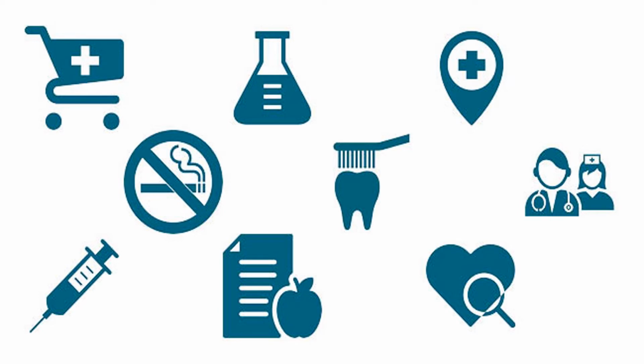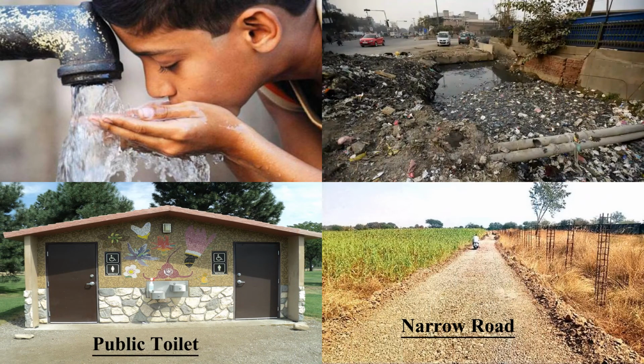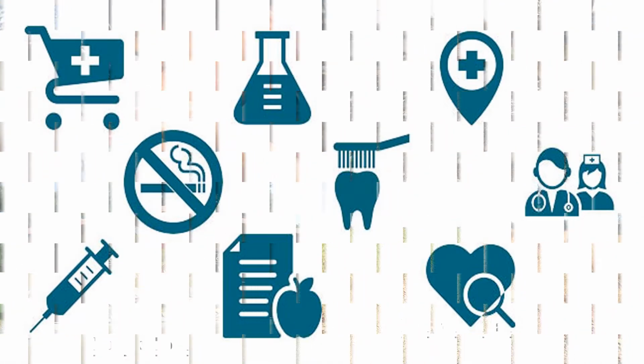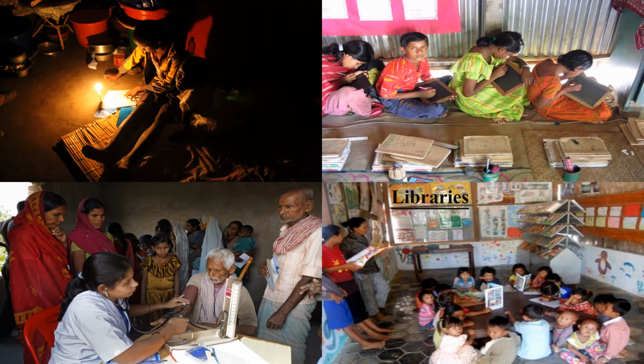It is necessary to give importance to facilities for public hygiene and health care. Even today, the rural population faces problems of drinking water, toilets, open drainage, narrow roads, inadequate electrification, lack of facilities for medical treatment, lack of good quality educational facilities from primary to higher education, centers for recreation and libraries.